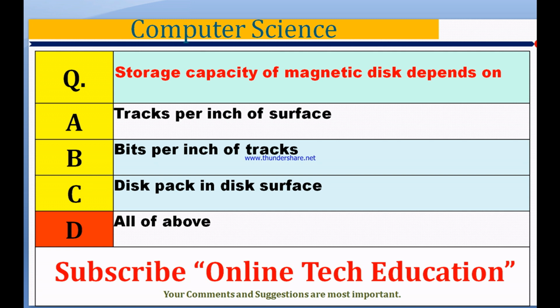Storage capacity of magnetic disk depends on tracks per inch of surface, bits per inch of tracks, disk pack in disk surface, all of the above. Correct answer is all of the above.